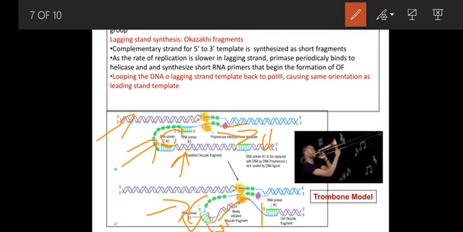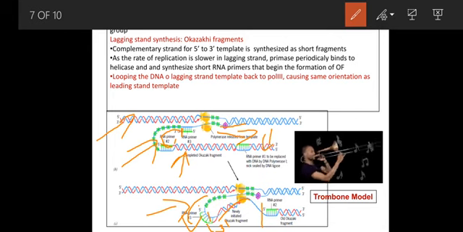lagging strand is termed the trombone model, because it resembles the playing of the instrument which is called a trombone. This is called the trombone model. So that is the second step, which is called elongation.